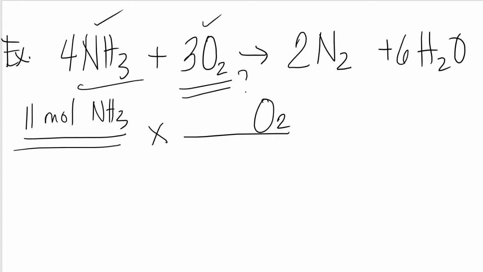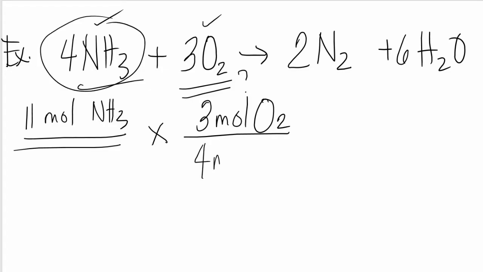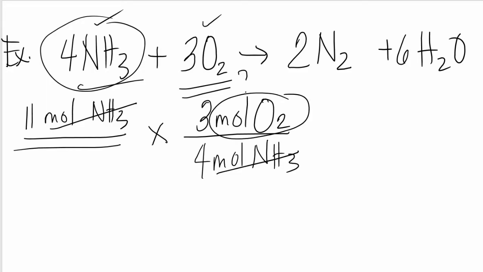So lagyan natin si oxygen dito, and we have 3 moles of oxygen, and it is equal or equivalent to 4 moles of ammonia. Para itong dalawa, yan, magka-cancel out sila. So we will be left with the moles of oxygen, which is our desired answer, mole O2. So doing the math using your scientific calculator, we will have 11 times 3 divided by 4 is equivalent to 8.25 mole.